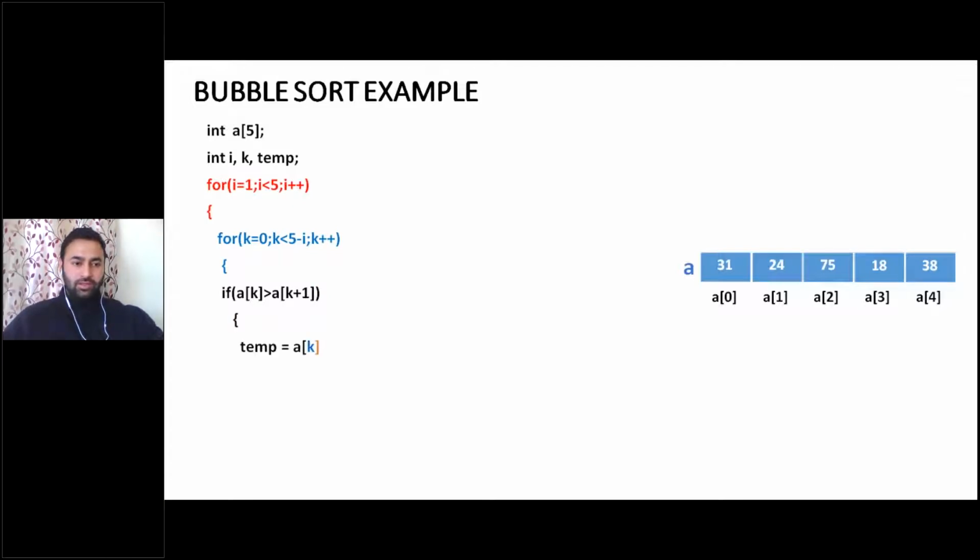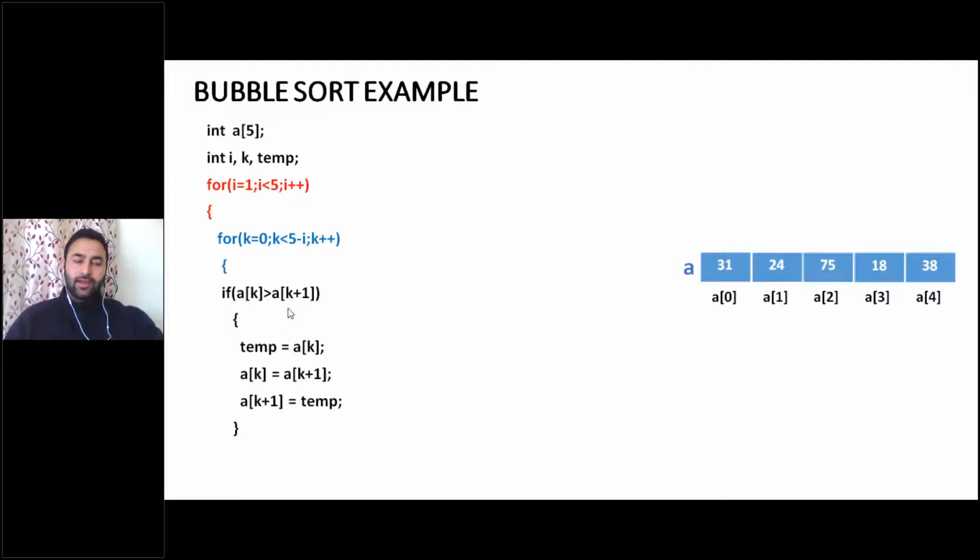Now see the coding for swapping. I have told this logic in the previous slide. This is just the code for swapping. If a of k is greater than a of k plus 1, a of k is what? The previous element, and a of k plus 1 is what? The next element. Okay, so if the previous element is greater than the next element, it means they are in the wrong order, so you have to swap. So this is the code for swapping. Okay, and this loop will run for every number in this array.